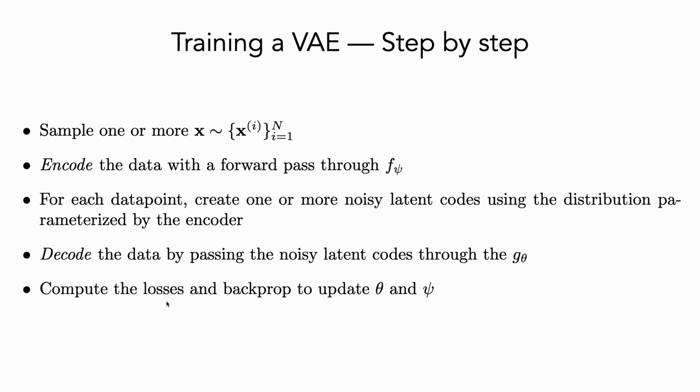And typically for the VAE, even though I would really want to take a lot of importance samples to get a better estimate, usually people just take one. They do forward, 1 sample, decode, backward. And that seems to be sufficient.